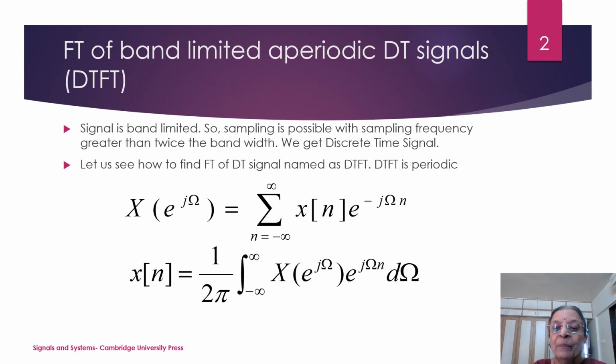So for such band limited aperiodic DT signals, we will see how to find the Fourier transform. It is the Fourier transform of a discrete time signal, hence it is named DTFT, discrete time Fourier transform. But if you consider the output, or the nature of the Fourier transform, this Fourier transform is continuous.